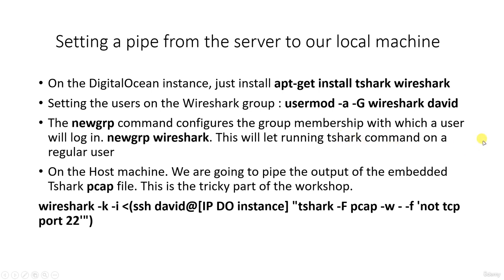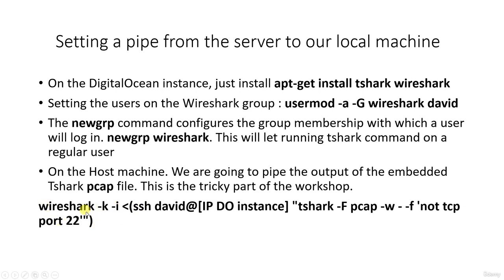So on the host machine, we are going to pipe the output of the embedded T-Shark capture file. All the files that Wireshark saves in the directory we previously selected will have the .pcap extension at the end. Make sure you remember this, because this is the Wireshark file, and this is the tricky part for Wireshark, and this is the final command line.